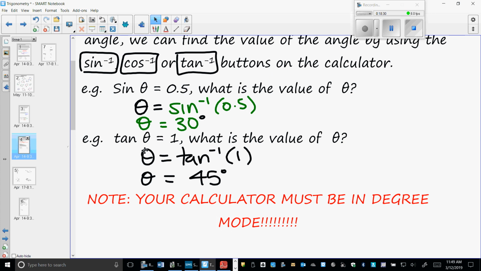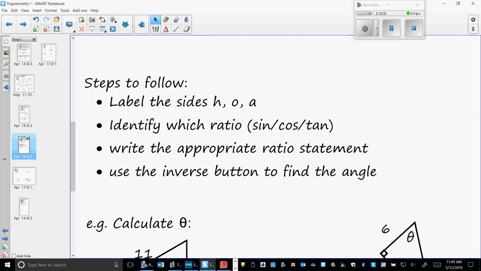Okay, so let's have a look at a kind of example you might have. So steps to follow. Label your side lengths, H, O or A. Identify which ratio you're going to be using. Now, you'll only be using one of the ratios. So that's what some people say: how do I know? Is it sine? Is it cos? Is it tan? What's the deal? It will depend on each question as to which information they've given you and what they've asked you to find. You're then going to write the appropriate ratio statement, and then you're going to use the inverse button to find the angle. So that's how we're going to do each of these.